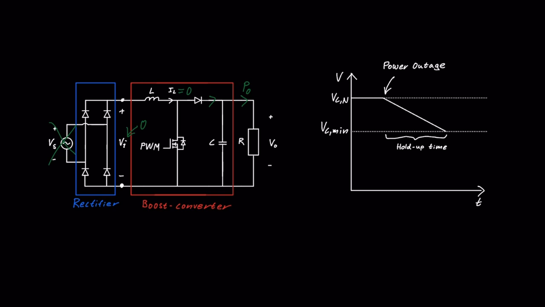So let's say that the PFC operates at 400 volts normally, and we don't want it to be below 350. So the holdup time is the time it takes to go from 400 to 350 after a power outage. So it will be this time here. And this could, for example, be 10 milliseconds. We could, for example, want a capacitor that will provide at least 10 milliseconds of holdup time.